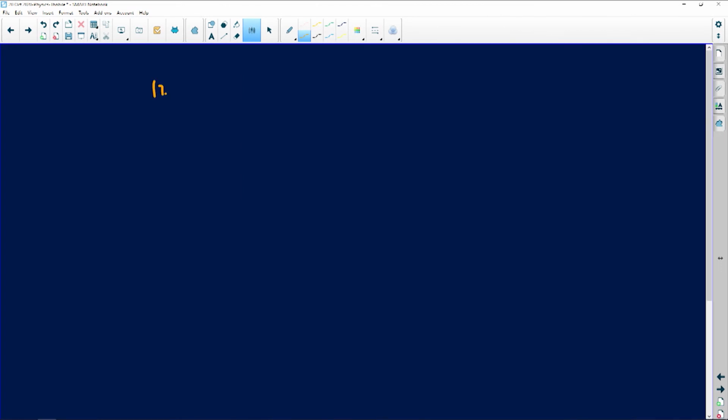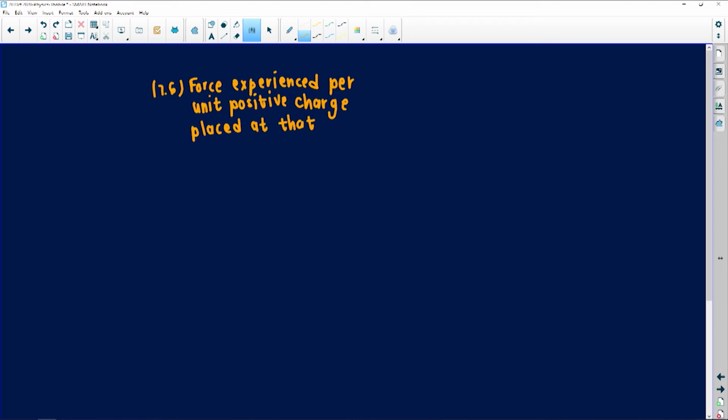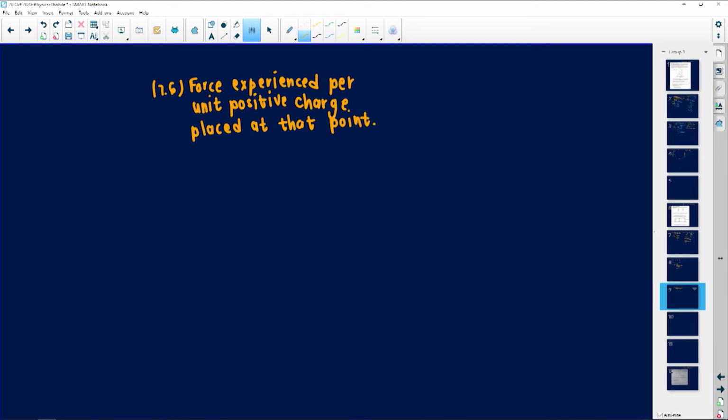Define electric field at a point, which is 7.6. It is the force experienced. Remember, no slang, no shortcuts, no mixed or WhatsApp language. Force experienced per unit positive charge placed at that point. And you are going to get full marks just for writing this.